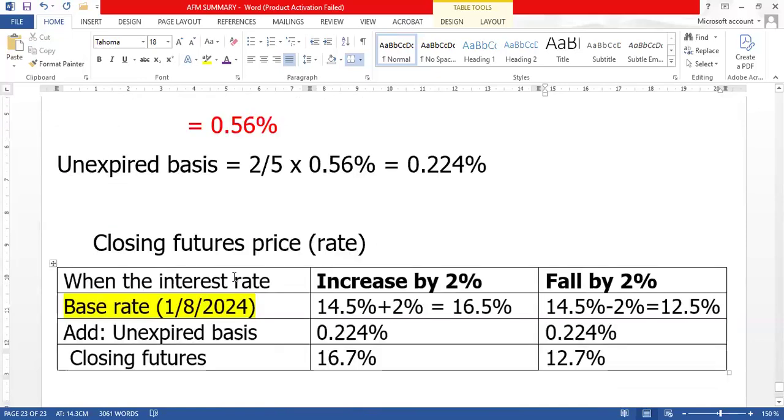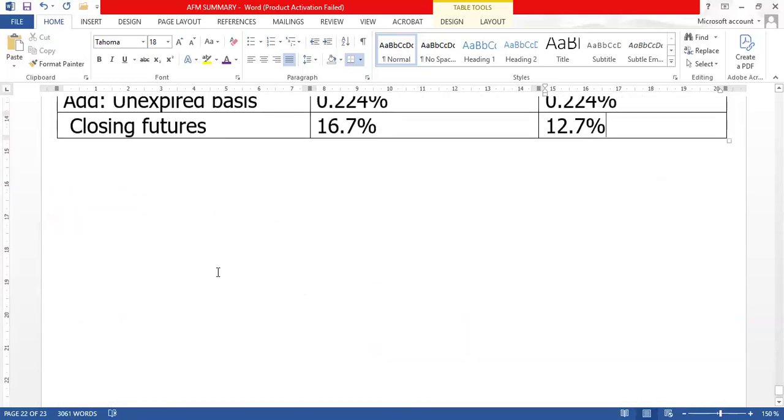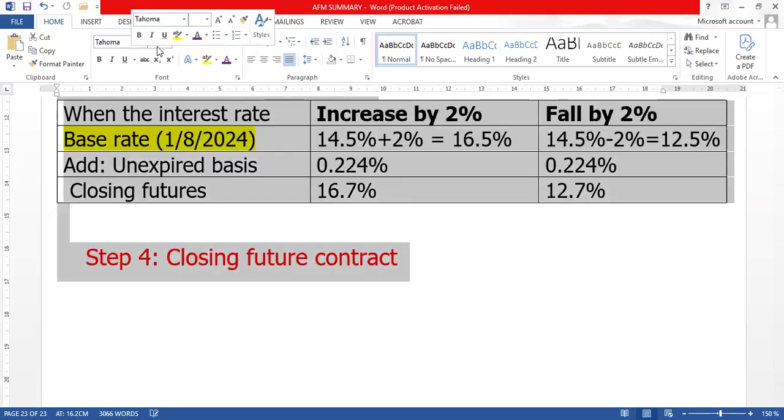With the last step, the second trust here, we are looking at step 4. We are closing the futures contract. When you're closing, basically you need to see whether you're gaining or benefiting. So when you're closing, always look at the two sides separately.